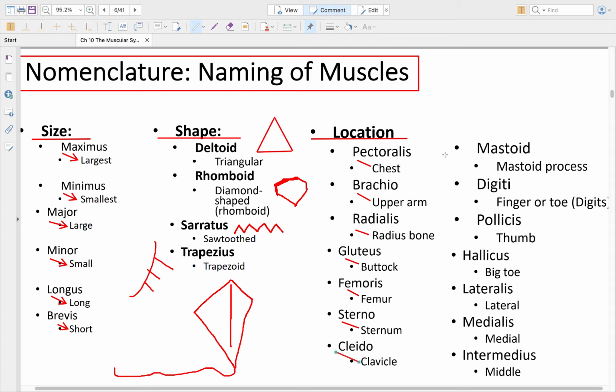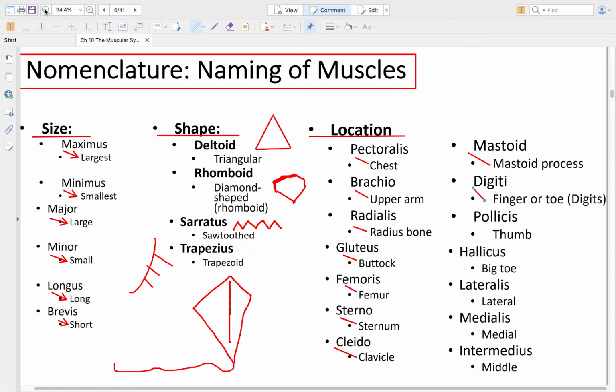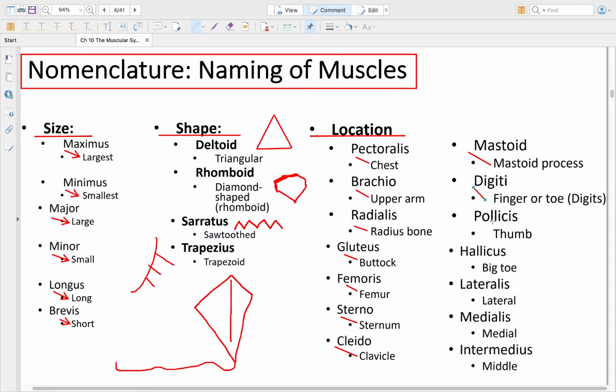Now, the mastoid process is in the temporal bone. So just keep that in mind. Digiti is in reference to your digits, like fingers and toes. The large thumb is pollicis. Your big toe is hallucis.